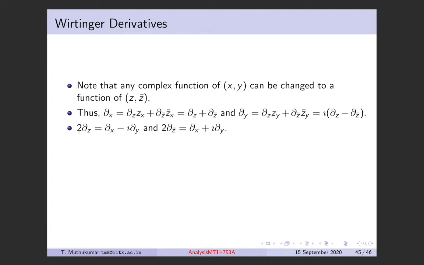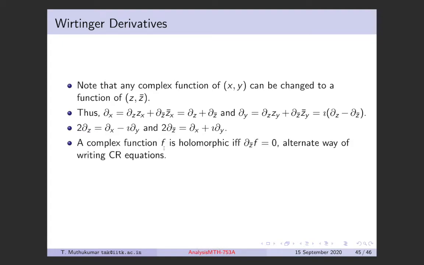So one can define the partial derivative with respect to the z variable as 1 over 2 of this quantity, and the partial derivative with respect to the z bar variable as 1 over 2 of this quantity. And that's precisely what is called the Wirtinger derivatives. Wirtinger derivatives are precisely these derivatives: the partial derivative with respect to z and the partial derivative with respect to z bar, the conjugate variable.